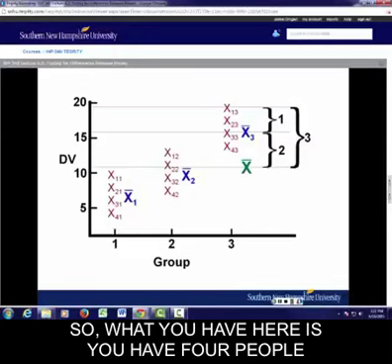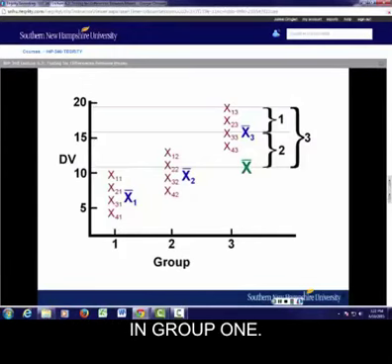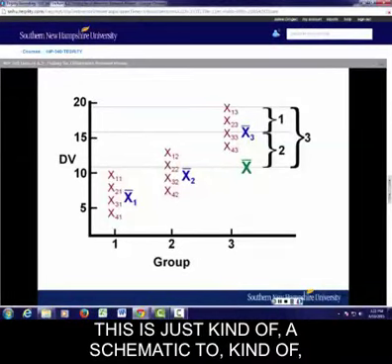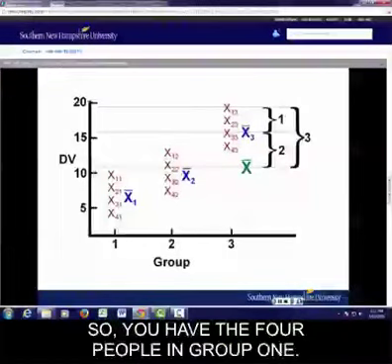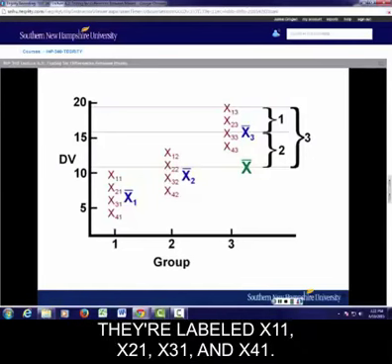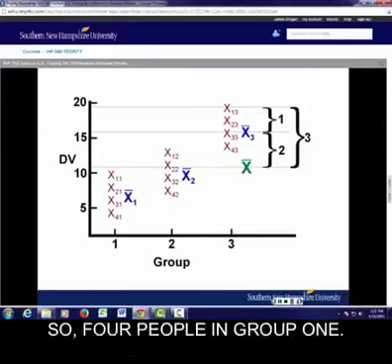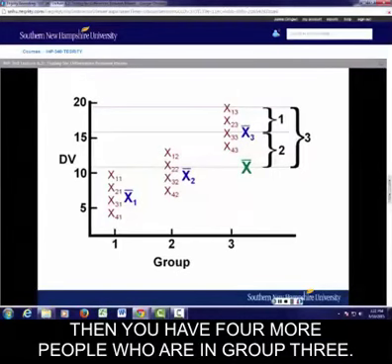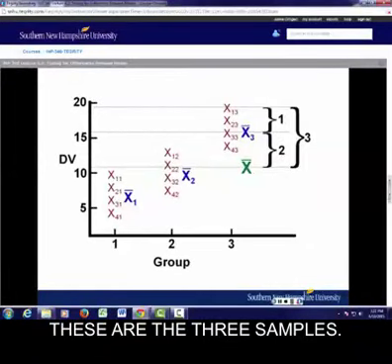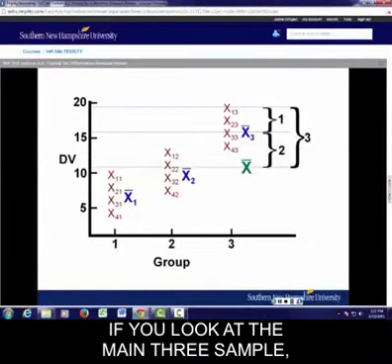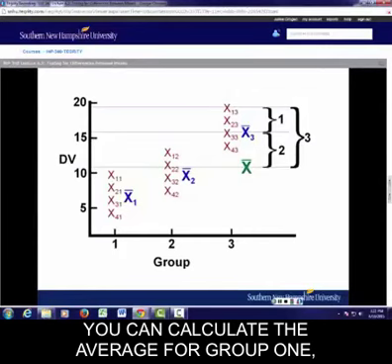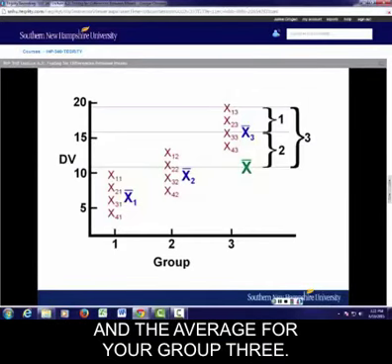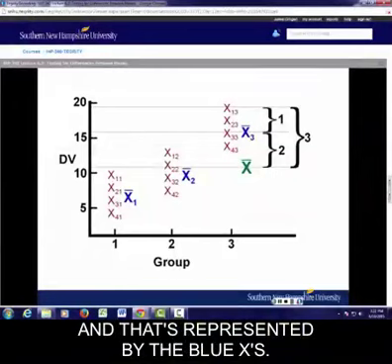So what you have here is 4 people in group 1. This is just kind of a schematic to show you what might happen. You have the 4 people in group 1. They're labeled X11, X21, X31, and X41. So 4 people in group 1. Then you have 4 more people in group 2. Then you have 4 more people who are in group 3. These are the 3 samples. If you look at the mean for each sample, you can calculate the average for group 1, the average for group 2, and the average for group 3. And that's represented by the blue X's.